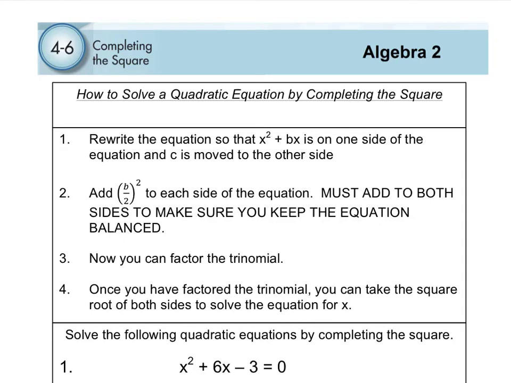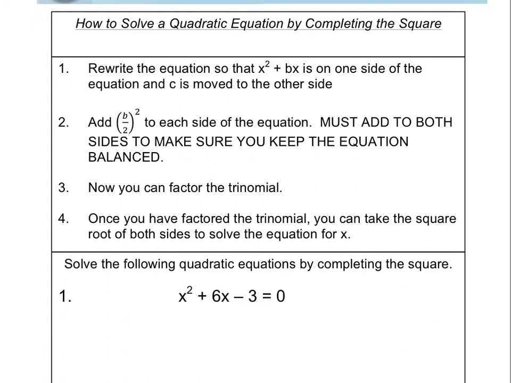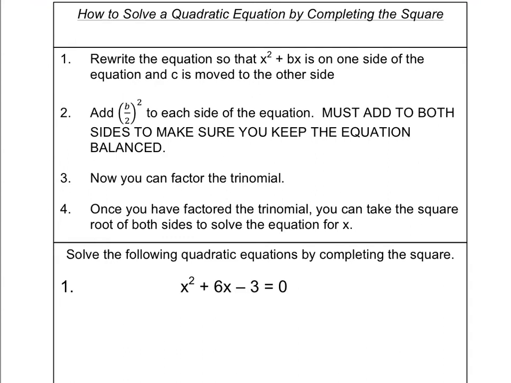how we are going to solve these equations by completing the square. Okay, first thing we want to do is rewrite the equation so that x squared plus bx is on one side of the equation and c is moved to the other side. So I want it to look like x squared plus some number times x is going to be equal to the c moved over. Okay, so we're going to move the c term over.